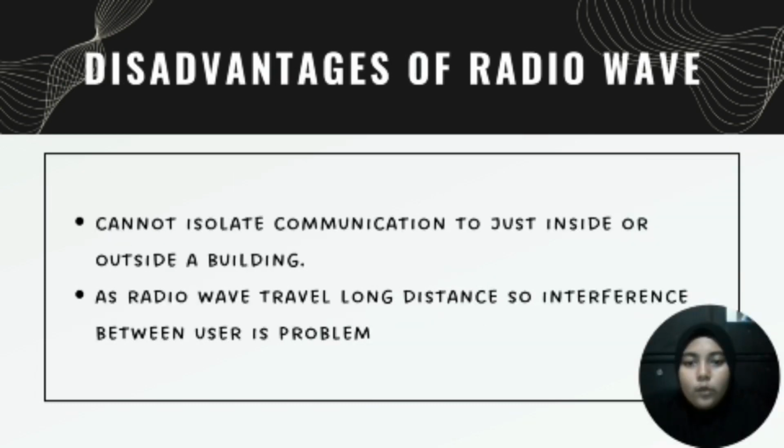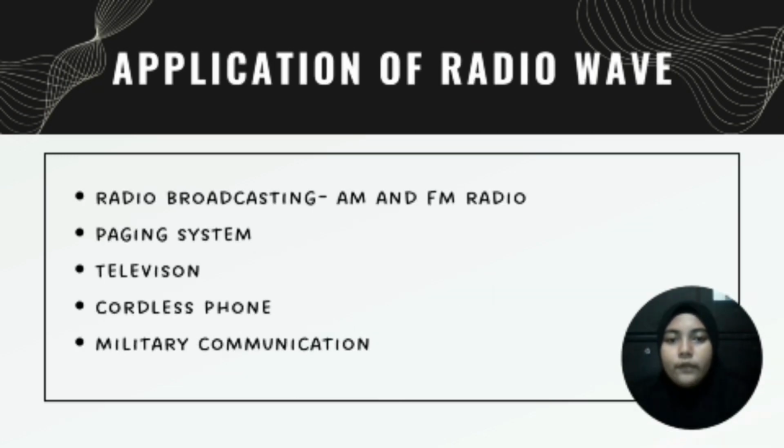Disadvantages of radio wave are that it cannot isolate communication to just inside or outside a building. As radio waves travel long distances, interference between users is a problem. There are a few applications of radio wave, which are radio broadcasting, for example AM and FM radio, paging system, television, cordless phone, and military communication.